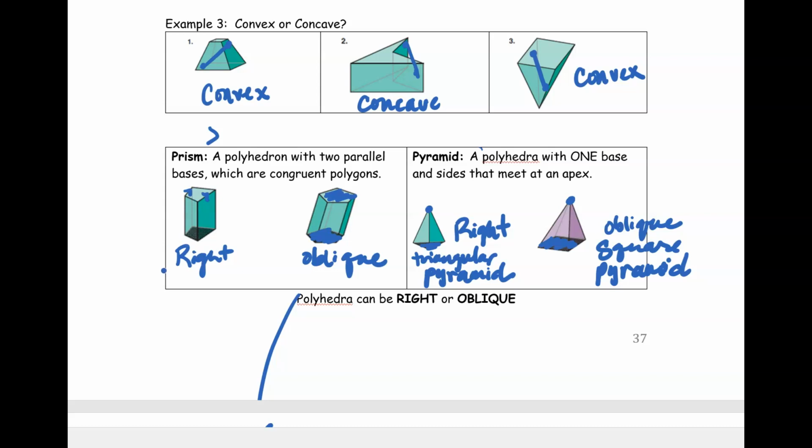So we're going to call this a right trapezoidal prism. And you could also call it a right quadrilateral prism. Quadrilateral means four sides, if you weren't sure if it was a trapezoid, because sometimes these are hard to tell. And then the second one, it's oblique, and it looks like there's 1, 2, 3, 4, 5. So it's a pentagon. So an oblique pentagonal prism.